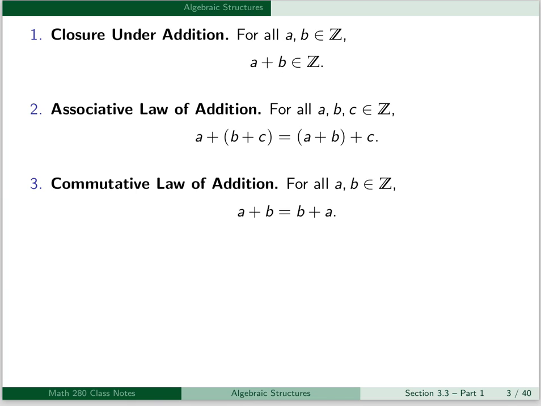So the commutative law tells us that it doesn't matter in what order we add two integers. The associative law tells us that when we're adding three integers, it doesn't matter whether we add the second and the third, and then the first, or the first and the second, and then the third.